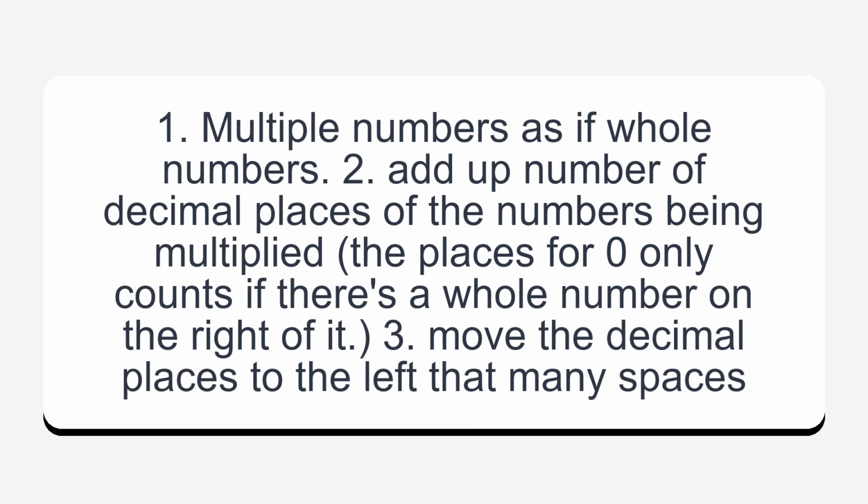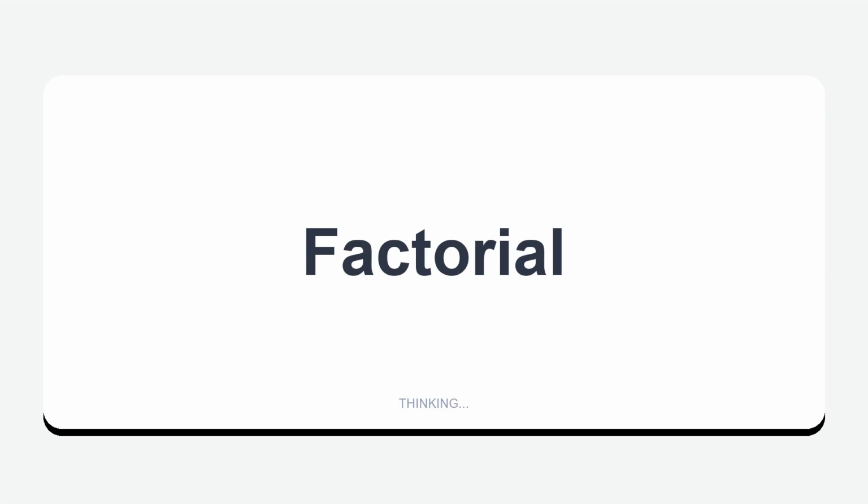Multiplying decimals. 1. Multiply the numbers as if they were whole numbers. 2. Add up the number of decimal places of the numbers being multiplied. The places for 0 only count if there's a whole number to the right of it. 3. Move the decimal to the left that many places. Factorial.